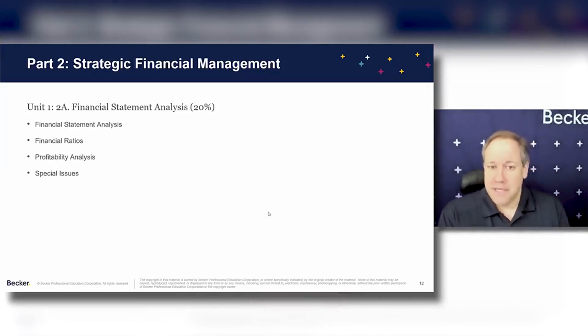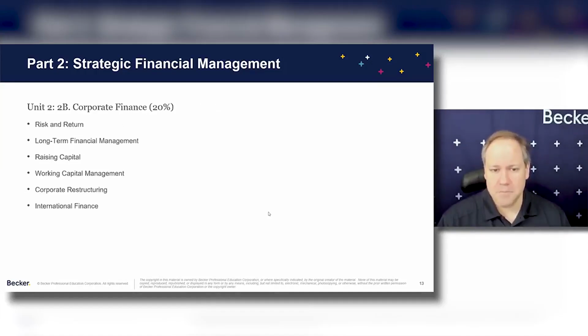So 2A, so again, this is Part 2, Section A, which is 20%, is financial statement analysis. And it covers, well, aptly enough, financial statement analysis, but that also includes issues like ratios, analysis of profitability, and some other issues surrounding the analysis of financial statements. Second unit goes to 2B, which is corporate finance. There you'll find topics like risk and return, financial management, working capital management, raising capital, international finances sprinkled in, as well as corporate restructuring.